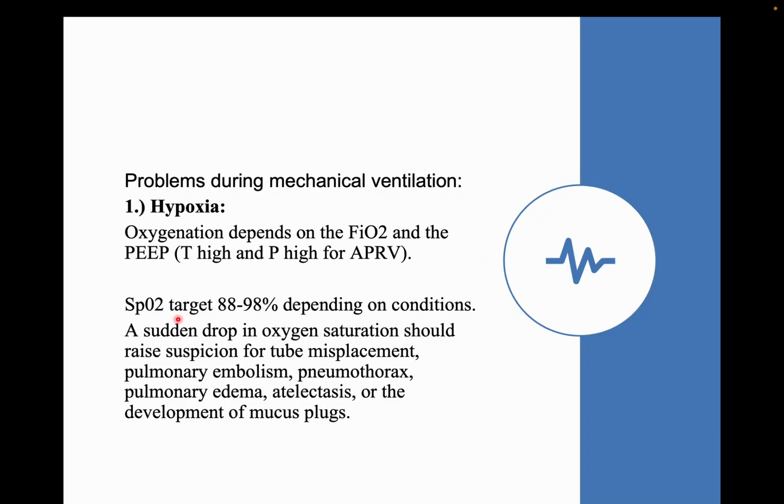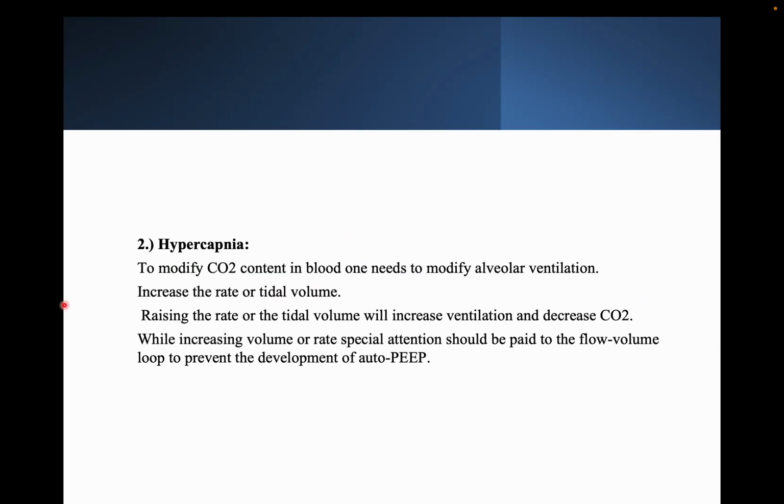So what are the problems during ventilation? Hypoxia is corrected by FiO2 and PEEP, as I mentioned. If there is a sudden drop in oxygenation, you should always look for pulmonary embolism, tube blockade, pneumothorax, sudden collapse of the lung, or mucus plug in the tracheal tube. That all needs to be checked. Mainly oxygenation depends upon PEEP and FiO2. Hypercapnia, as I mentioned, depends on the respiratory rate and tidal volume. But while increasing the respiratory rate, always look for auto PEEP, especially in obstructive lung diseases, COPD and asthma.